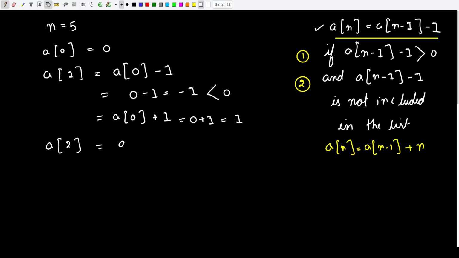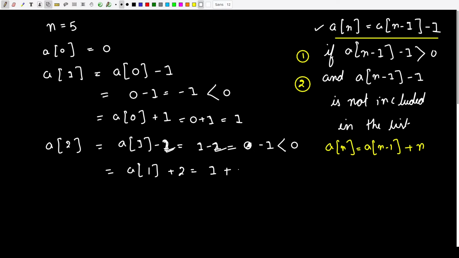So a2 is equal to a1 minus 2. a1 minus 2 is what? 1 minus 2, so it will be equal to minus 1. I'm so sorry, this is 2, right? Again minus 1 is less than 0, so it will be evaluated as a1 plus 2, which is equal to 1 plus 2, which is equal to 3. So let's print our list also. This is the first element of the list, this is the second element, this is the third element of the list.